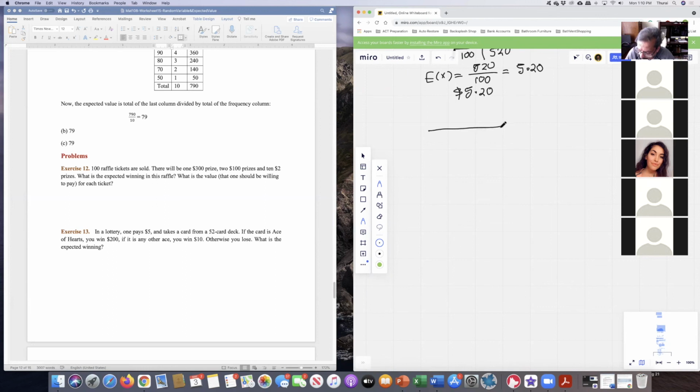Okay, so we make the two columns to organize the work. And you're going to pay $5. We're going to put the winning amount here. So the winning amount is the value of the random variable.